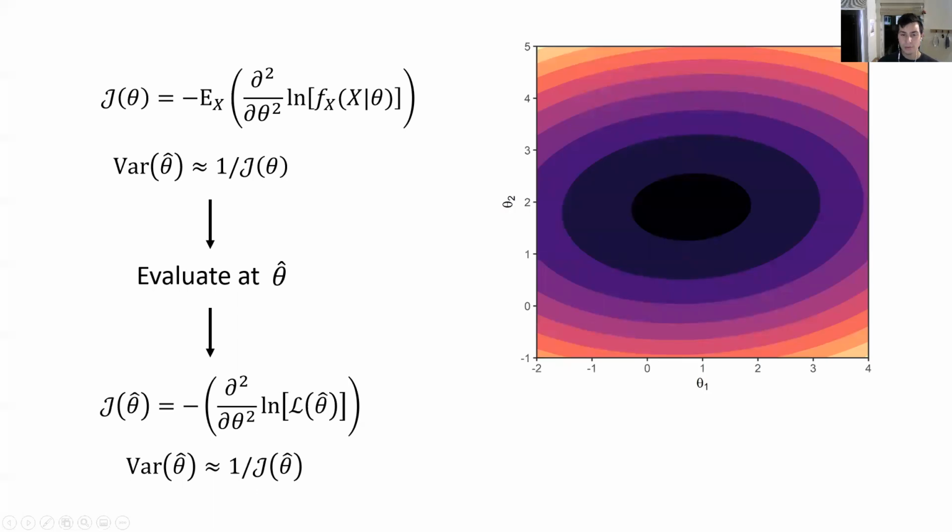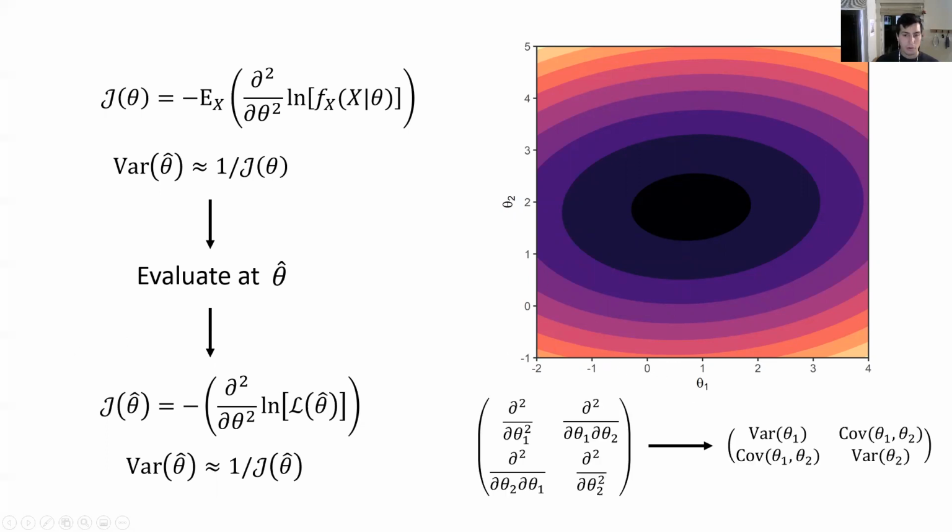But what about when we have multiple parameters? Like here, where we have pictured the likelihood surface of these two parameters, theta 1 and theta 2. Well, this actually generalizes really nicely to any number of parameters. In the case where we have multiple parameters, instead of just one value for the second derivative, we have a matrix of second derivatives and second partial derivatives, which is known as the Hessian matrix. When we invert this matrix, it doesn't give us just one value for the variance, but instead a matrix of variances and covariances.